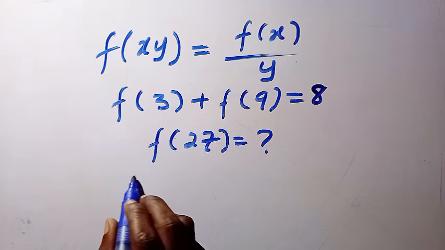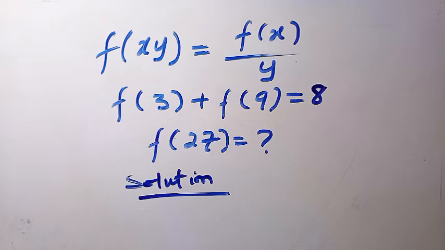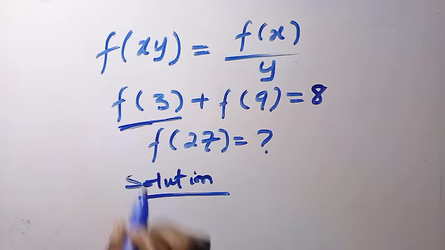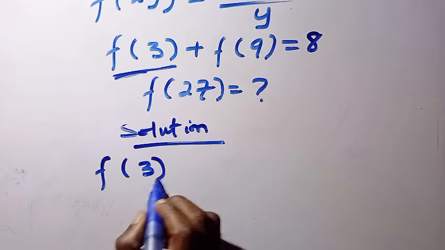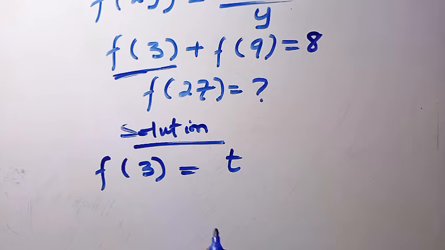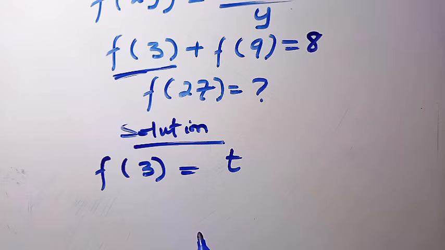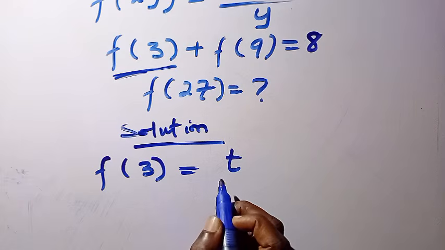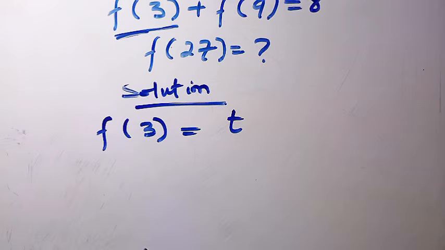Let's consider a step-by-step solution to this problem. First, I'm going to start with substituting f of 3 with a variable. Here we have f of 3. Suppose I change it to t. And from this f of 3, we can get f of 9. So since we have f of 3 equals t, let's come back to the original question.